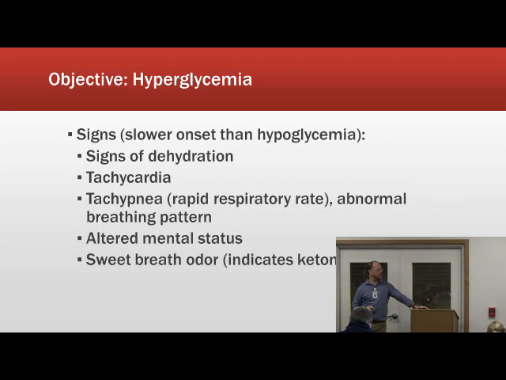So signs of hyperglycemia. I think dehydration is the big one, right? A lot of people with high blood sugars have just been peeing out all this fluid because their blood sugar's been high and their kidneys dump out all this extra glucose, and so they urinate. So then they may have a fast heart rate, they may be breathing fast, they may get altered mental status.